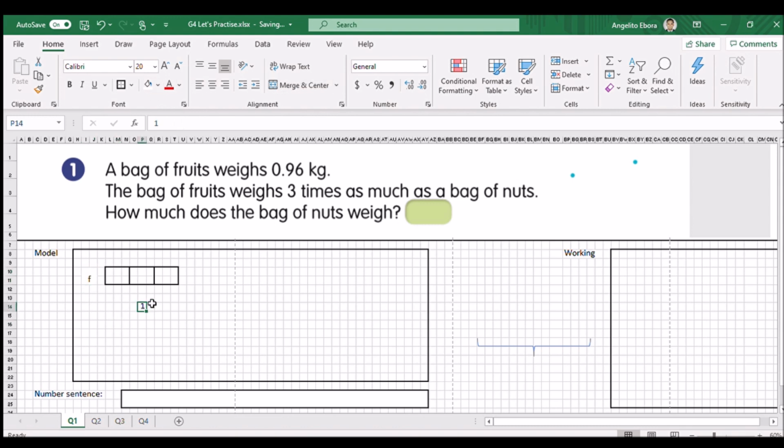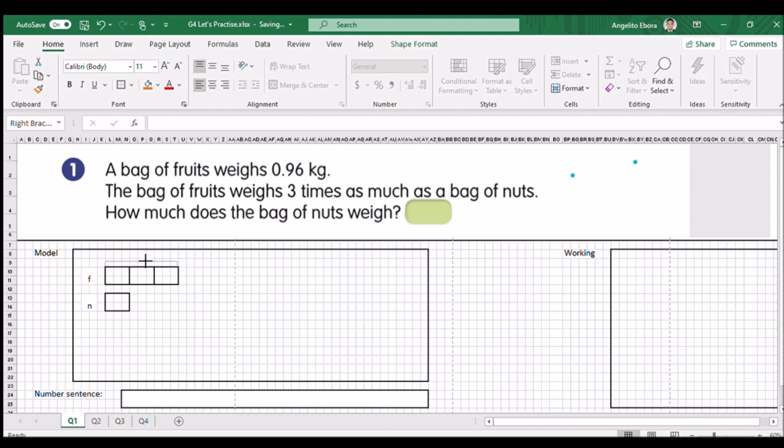Okay, and how about the bag of nuts? Since the bag of fruits is 3 times, the bag of nuts is just one box like this. So this one is the nuts. So what can we say about the bag of fruits? It weighs 0.96 kilograms. So we're going to put this bracket here on top of the fruits.